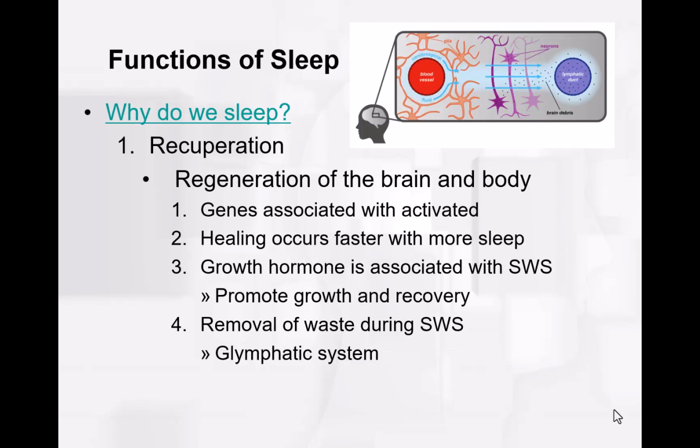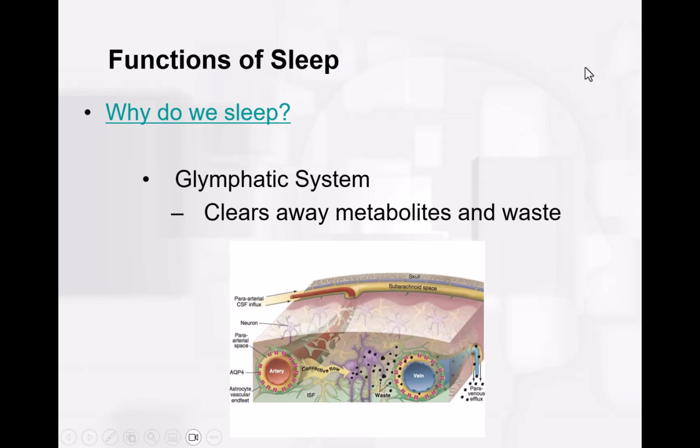It also seems that during sleep, specifically slow wave sleep, we have removal of waste, and this is part of the glymphatic system. You can see up here in this diagram how that glymphatic system works. We have this lymphatic duct. We have these astrocytes that are glia that are part of this system, allowing cerebrospinal fluid to come through, wash over those neurons, and then it leaves through that lymphatic duct. This is just another diagram showing that glymphatic system.